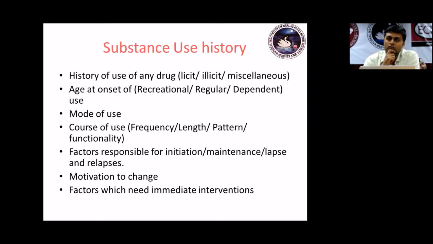Right? Course of use: how frequently they are using, how long they are using, what is the pattern of usage, whether it's recreational use, regular use, or dependent use. Based on that, we will decide what kind of management strategy has to be adopted, and how the functionality of the adolescent is affected because of the substance use in the course of the substance use needs to be assessed and documented. Factors responsible for the initiation of the substance, maintenance of the substance, and lapses and relapses.